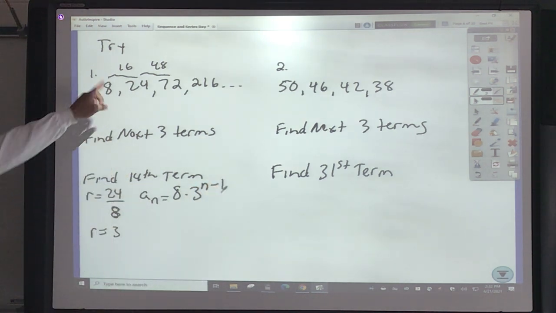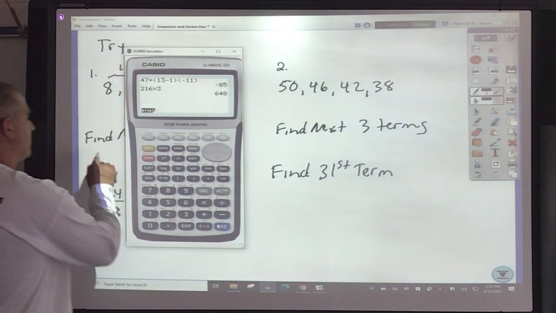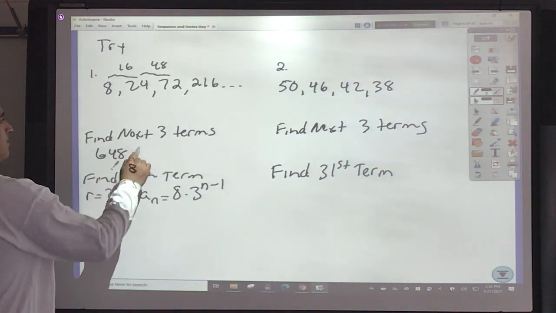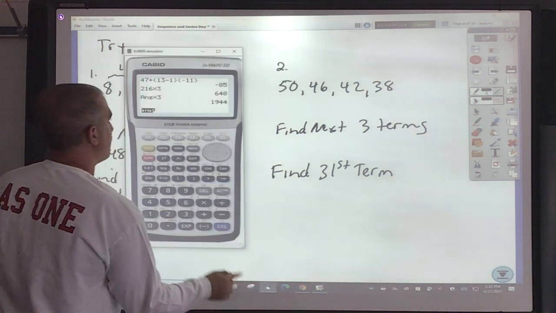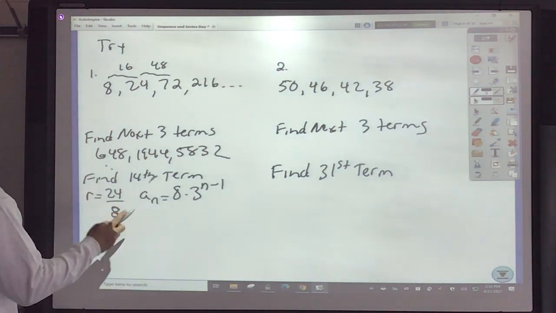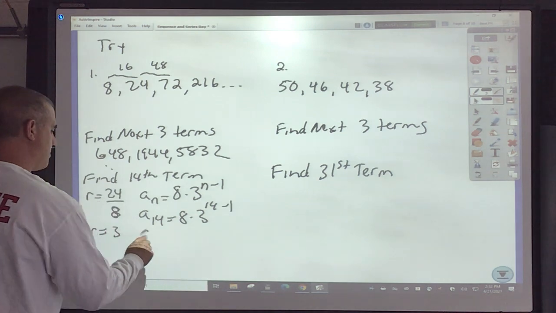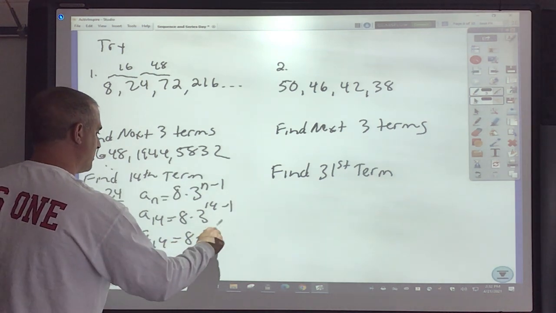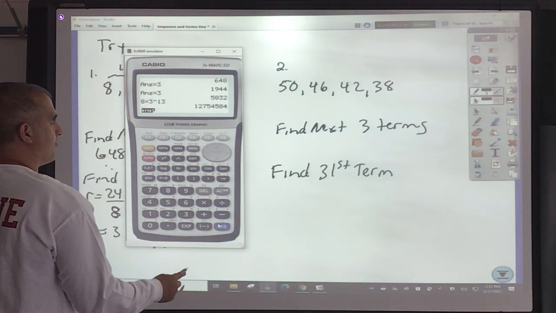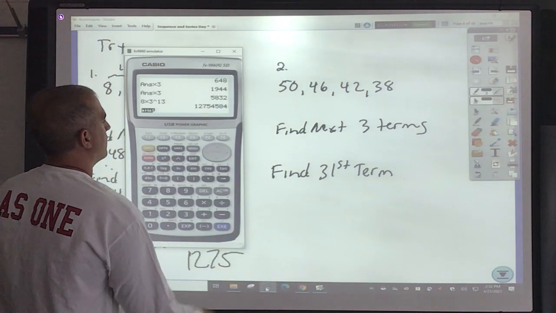So my pattern here is 3. It's multiplication of 3. So it would be 216 times 3, 648. 648 times 3 is 1944. And 1944 times 3 is 5832. They want us to find the 14th term. So 14, 8 times 3 to the 14 minus 1. The 14th term is going to be 8 times 3 to the 13th power. Big number, 12754584.